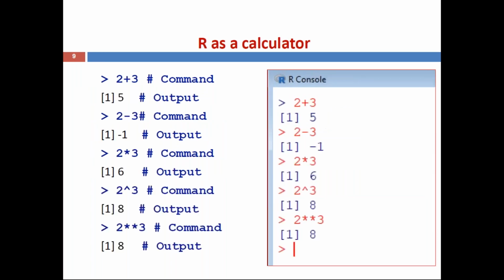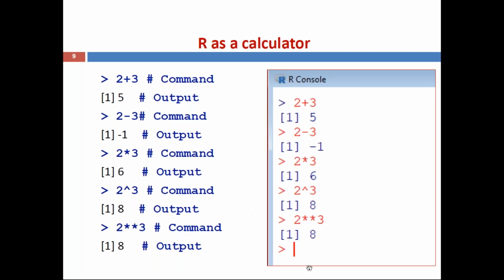Now some more examples. To compute addition, simply type 2 plus 3, the output is 5. To compute subtraction, 2 minus 3, the output is minus 1. Then to compute multiplication, 2 into 3, the output is 6. Then 2 power 3, that is 8, 2 cube. Then 2 double star 3 means the same power, so the same result.